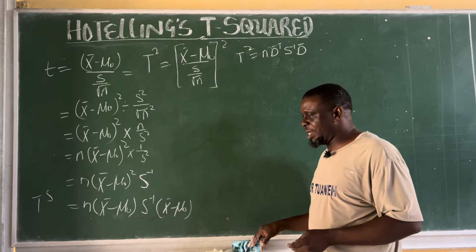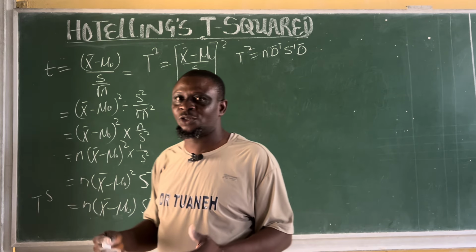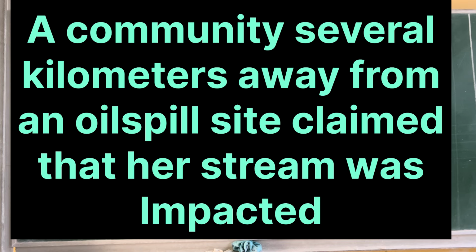Now, having laid this background, let's solve a problem. A community several kilometers away from an oil spill site claimed that her stream was impacted by the oil spill.